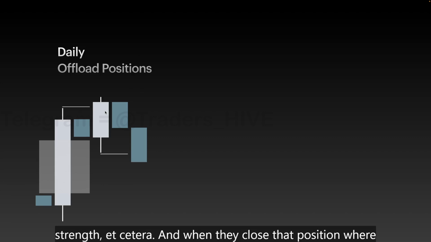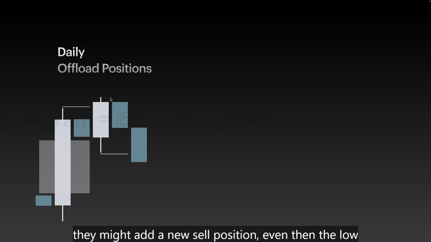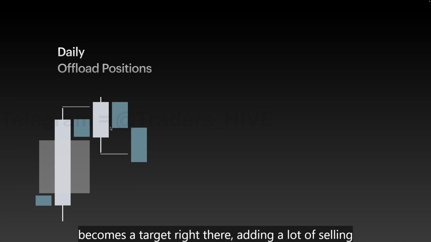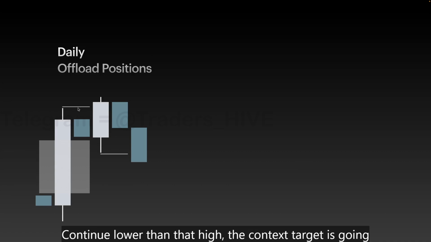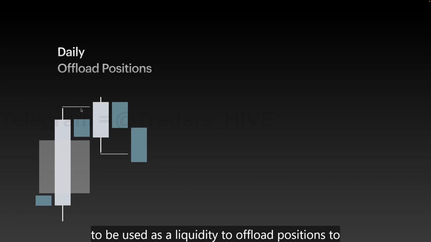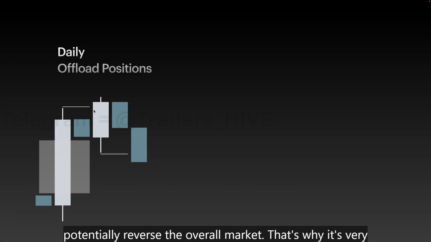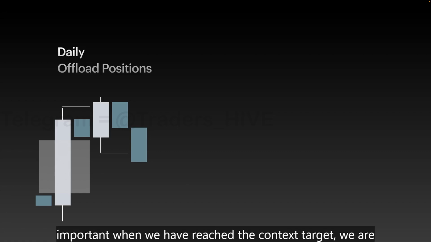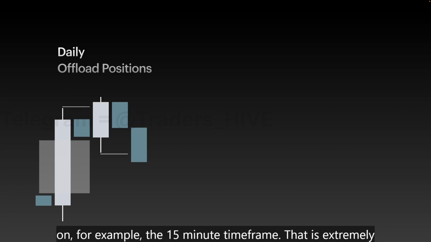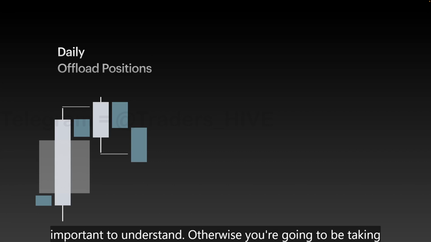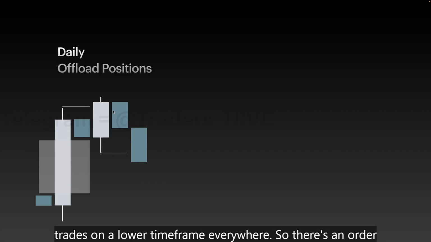And when they close that position, or they might add a new sell position even, then the low becomes the target right there, adding a lot of selling pressure to the overall market. So if we are going to continue lower, then that high, the context target, is going to be used as liquidity to offload positions to potentially reverse the overall market. That's why it's very important that when we have reached the context target, we are not inside a context area anymore. Don't look for new trades on, for example, the 15-minute time frame. That is extremely important to understand. Otherwise, you're going to be taking trades on the lower time frame everywhere.